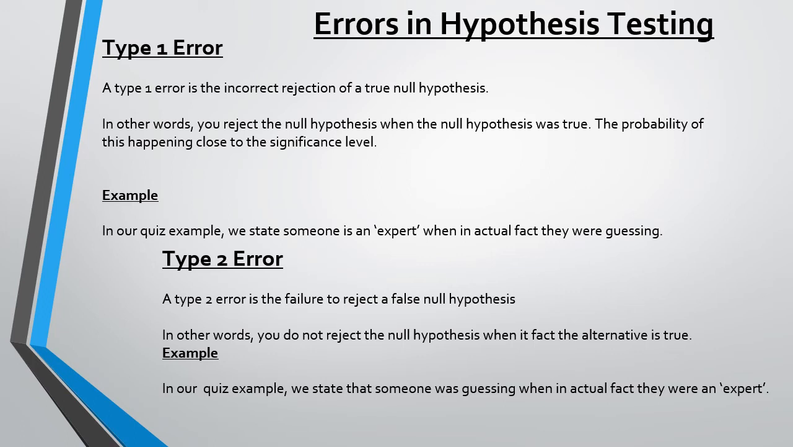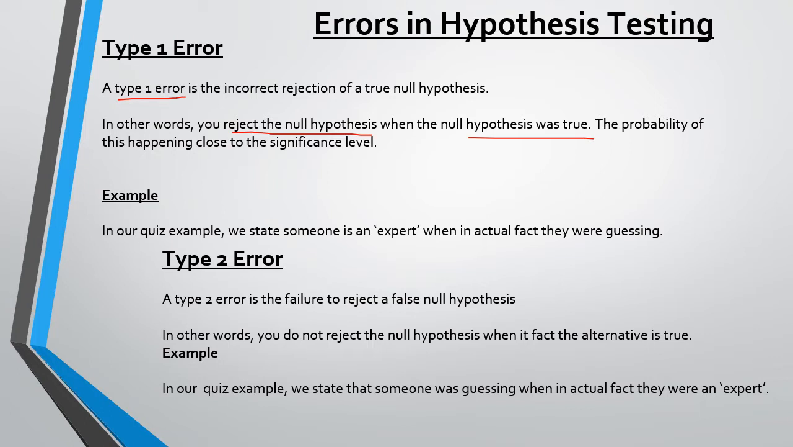Okay, so following on from last video, we started to introduce types of errors. So I'm going to let you just read through this. I'll just go over it really quick. Type 1 error is me rejecting the null hypothesis when the null hypothesis is true.